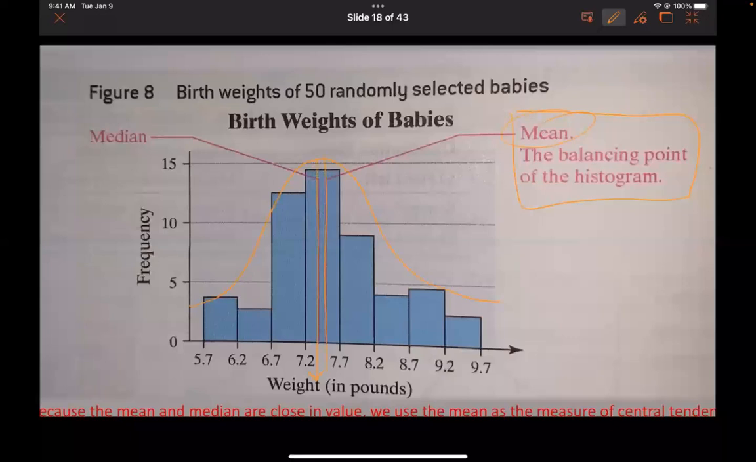And a lot of it is just because the mean more represents all the data. Plus there's so much we can do with mean. The median is not super useful, but the mean is very useful. All right, that was perfect. Okay, moving on.